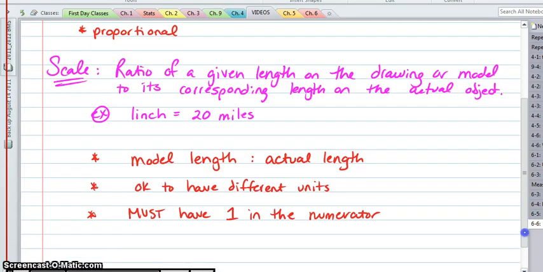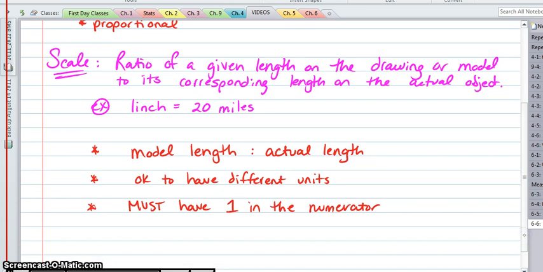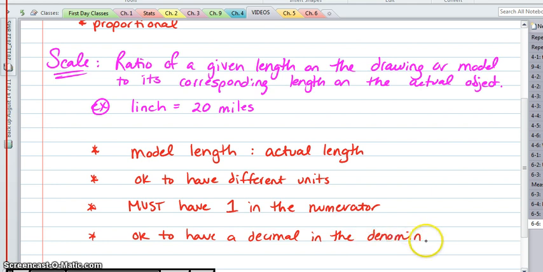Think about any models you've ever created. Also, if you've ever put together a little model car, you know, what's 1 centimeter worth? What's 1 millimeter? Well, that'd be really tiny. 1 inch, 1 foot. Okay, so always have a 1 in the numerator. And just something else to say, it's okay to have a decimal in the denominator. Don't be worried about that. If you start calculating and you realize you have a decimal in the denominator, that's okay.